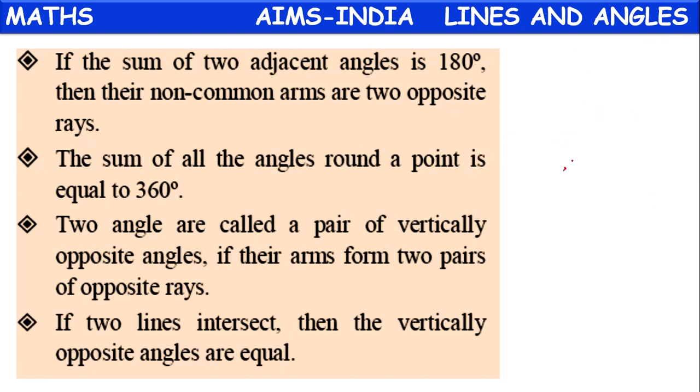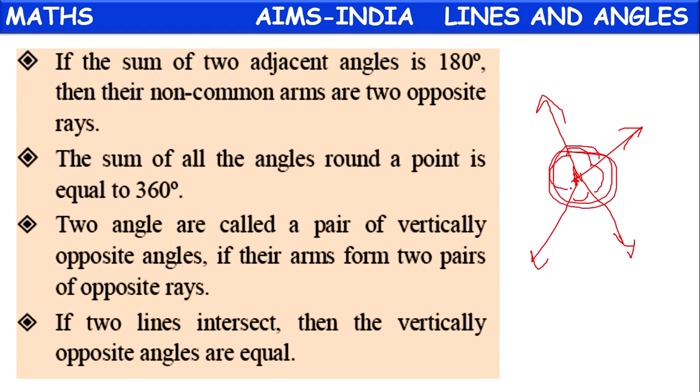And sum of all the angles around a point means, from a point, if we draw so many rays, the sum of all the angles around that point, the complete angle around a point, will be equal to 360 degrees.